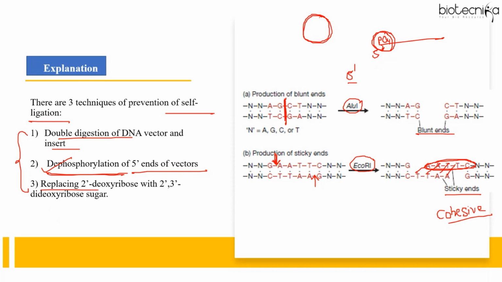Similarly, you can replace 2' deoxyribose with 2' 3' dideoxyribose sugar. That means the OH group is not present at the 3' position. So this way what will happen? The self-ligation will not occur, because at the 5' end if you remove the phosphate, no phosphodiester bond will be formed, or if you remove the 3' OH group, no phosphodiester bond will be formed.